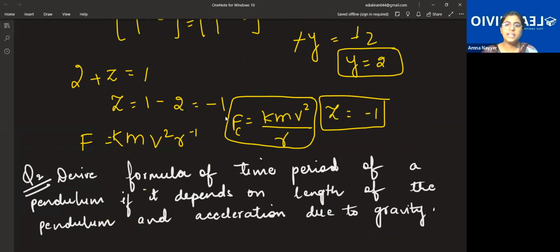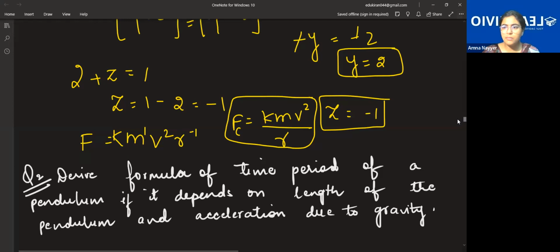So finally, when we put all the powers, M to the power 1, v to the power 2, r to the power minus 1, r was transferred into the denominator. This became F is equal to k m v square by r. Now k will be having different values that you're not concerned with. You should write the formula.